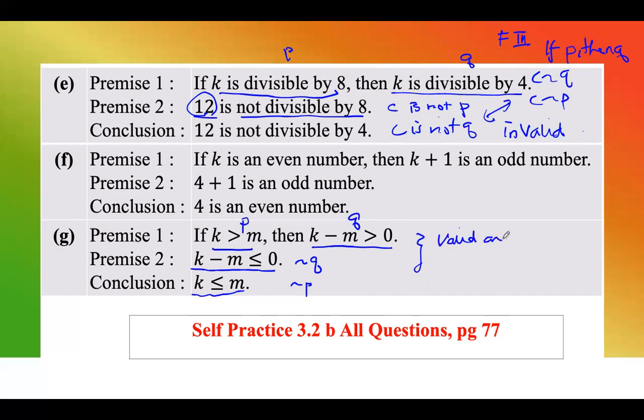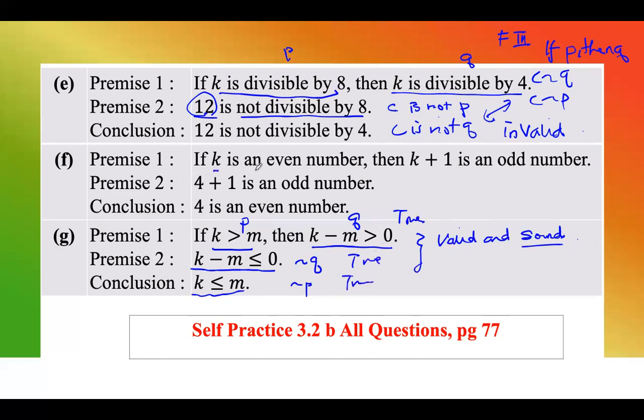And is it sound? Sound. Correct? Is true. Here, true. So K minus M, if K minus M less than 0, then K must be less than M. Right? So this is sound. Valid and sound. Okay. So all the statements here are true, true, true, true, true. Okay, then we go to F.